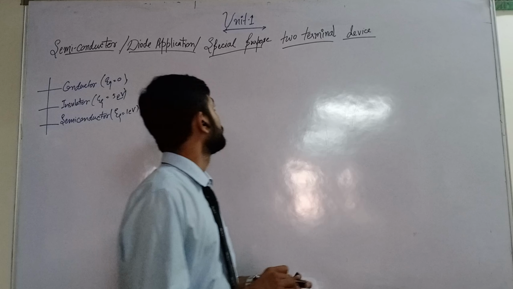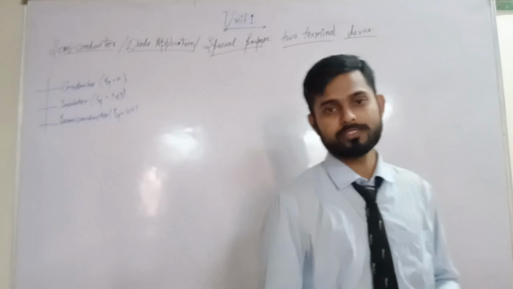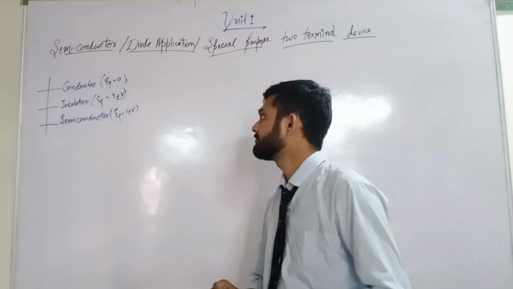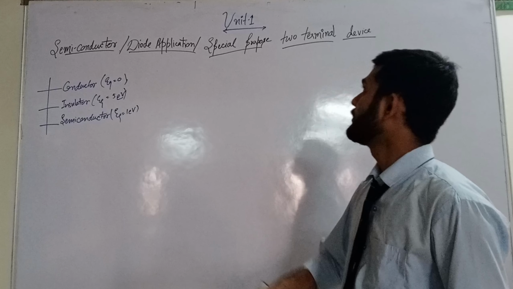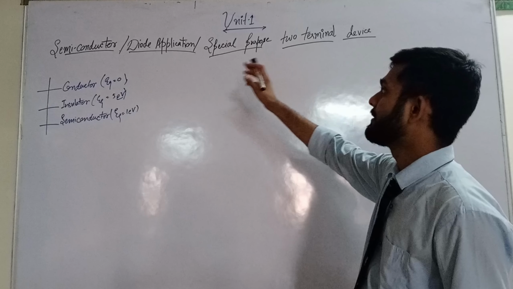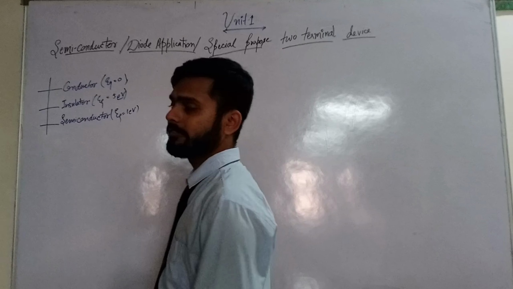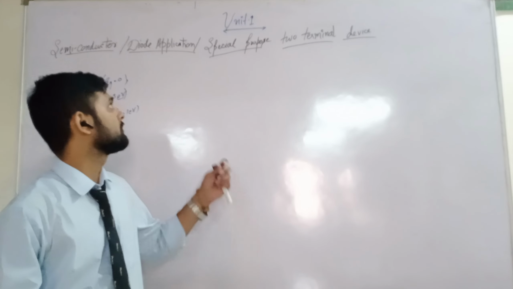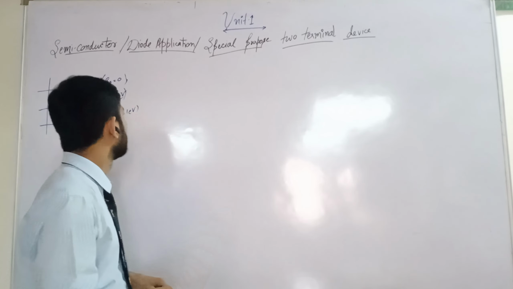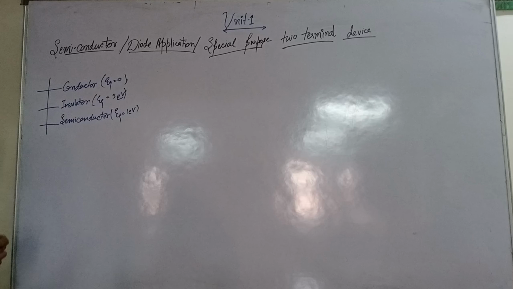Today we are going to learn Unit 1 of Basic Electronics Engineering for all branches of BTech first year. Unit 1 is Semiconductor Diode and application of special purpose two terminal devices. Basically we cover all the topics related to this unit. First we start from the conductor. What is a conductor?